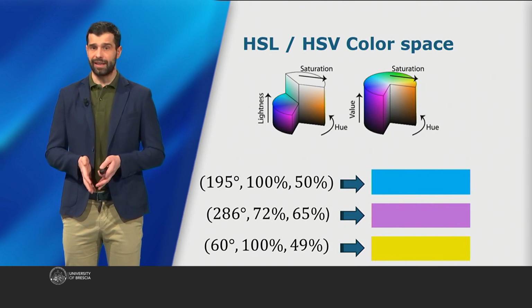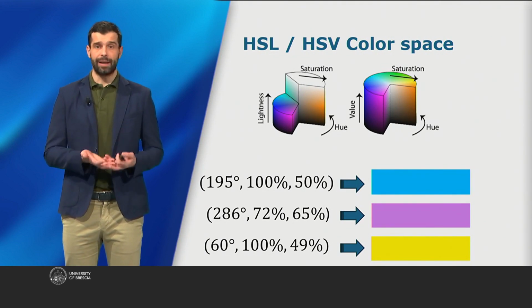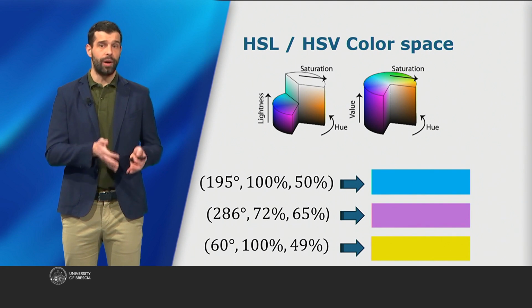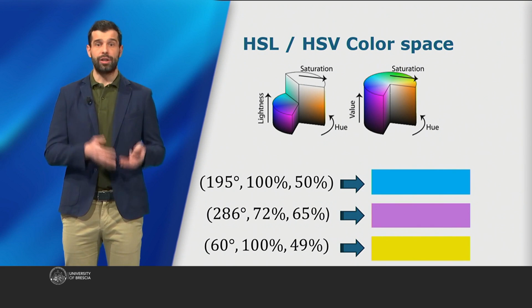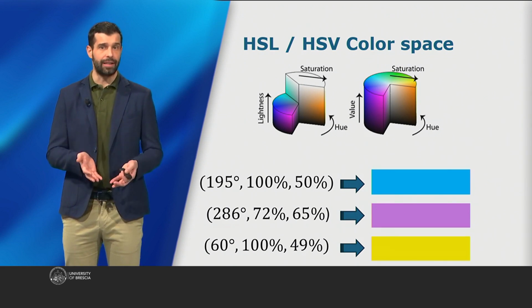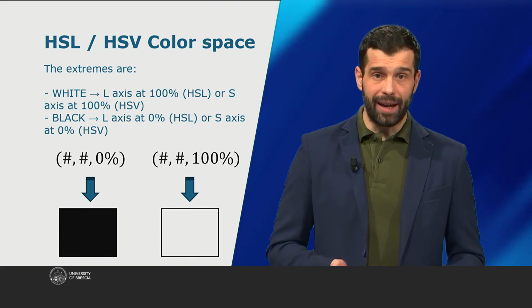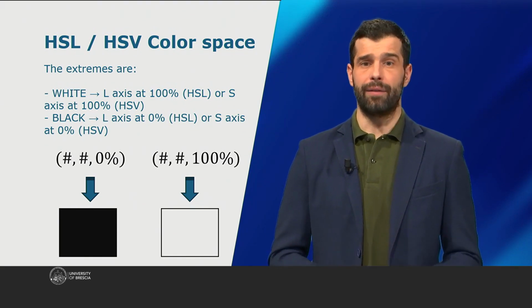Again, each color is represented by 3 numbers, but they have a different meaning. How do we see this? From the example, in fact, the same colors we saw earlier in the RGB example can be obtained using the HSL or HSV color scale. In this case, the values are different, but the colors you get are exactly the same, a light blue, a violet, or a yellow. And just like before, the extreme values, black and white, will have different values.